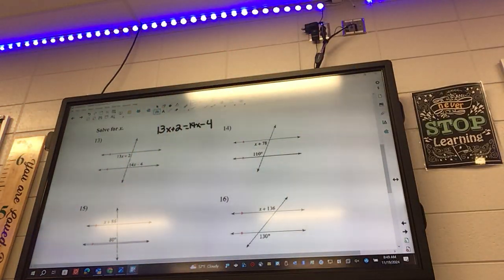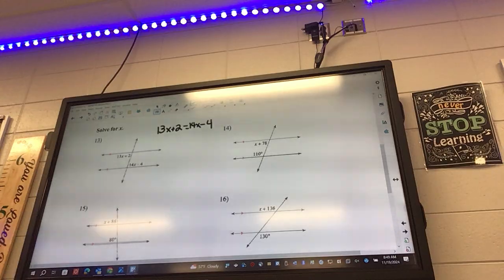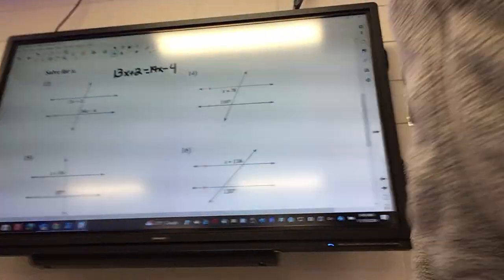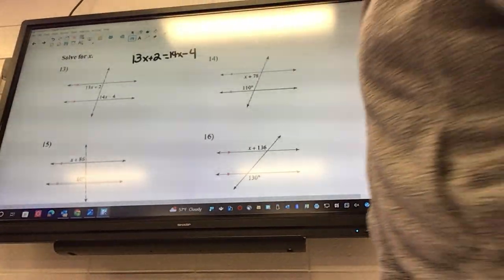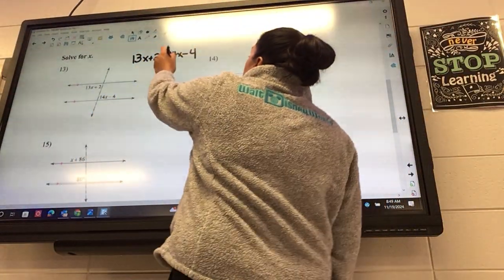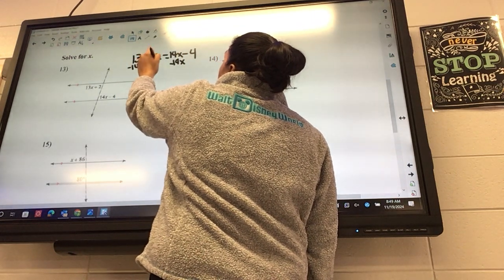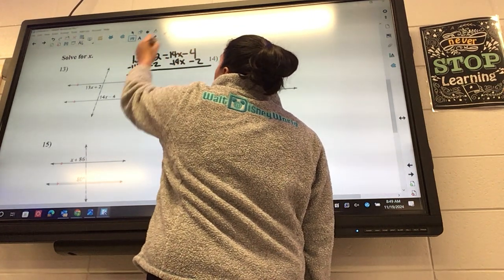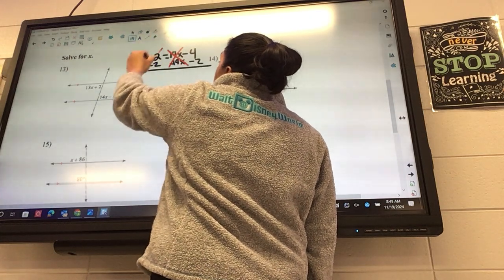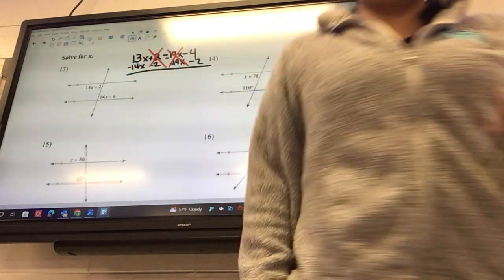Okay, we're going to move our letters to the left and the numbers to the right. So who needs moved? 14x. The 14 needs moved. Who else? The 2. The 2 needs moved. Okay, so the 14s cancel and the 2s cancel.